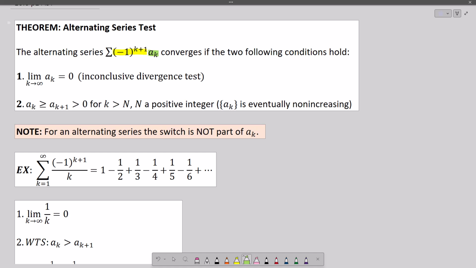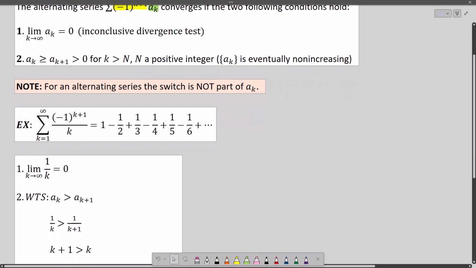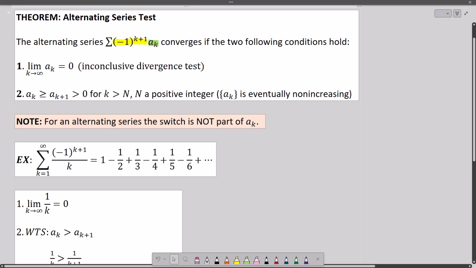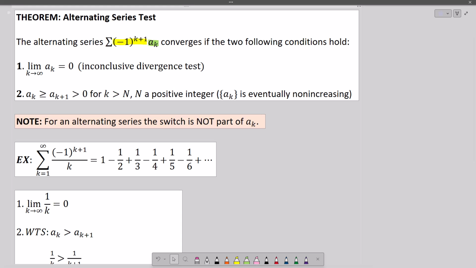All right, so we're going to just distinguish between the two. For an alternating series, the switch is not part of a sub k. Now let's take a look at this theorem. Let's look at this test. So the first test is just the divergence test. The first step, just the divergence test.